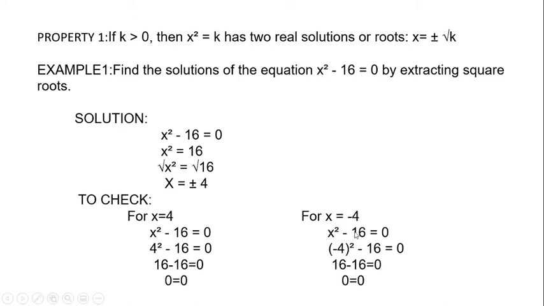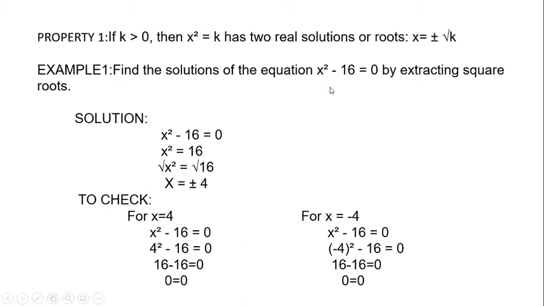Now x equals negative 4: x squared minus 16 equals 0. Substitute, replacing x with negative 4. So negative 4 squared minus 16 equals 0. Negative 4 squared, or negative 4 times negative 4, is positive 16. 16 minus 16 equals 0. So it is correct. Both positive 4 and negative 4 are correct for x squared minus 16 equals 0.